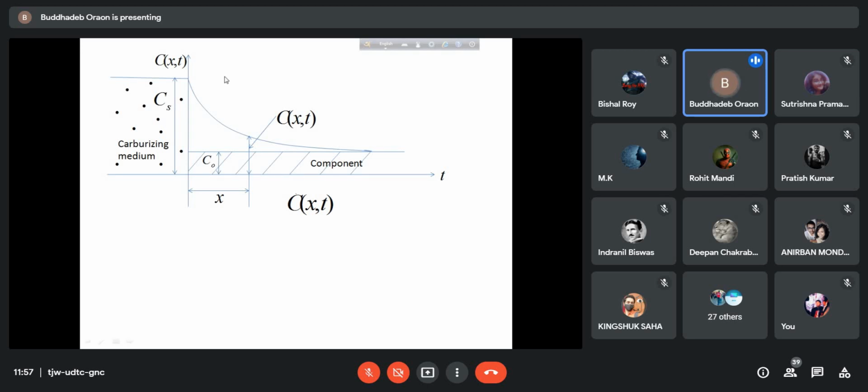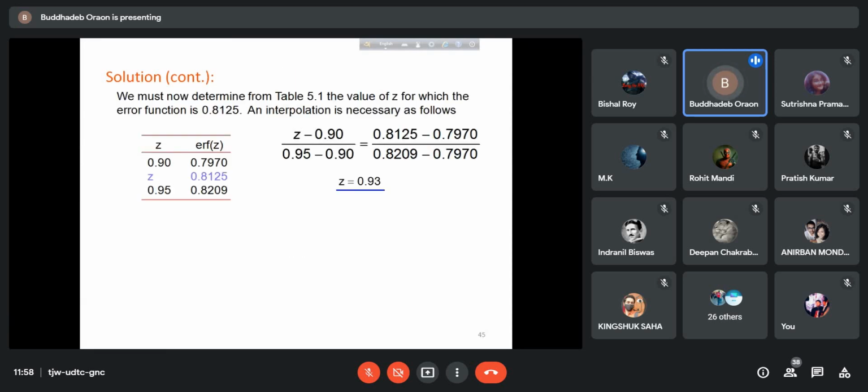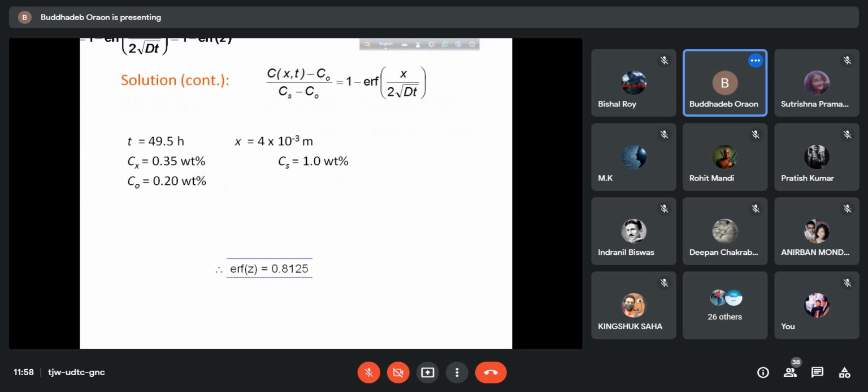So diagrammatically it is the same problem, the carburizing process. So the diagram will be the same. Here all this data is given. What I was telling is that after putting these values, we get the value of the error function erf(z). Here z has been taken as x divided by 2 root Dt. So error function of z equals 0.8125. This value I am getting.